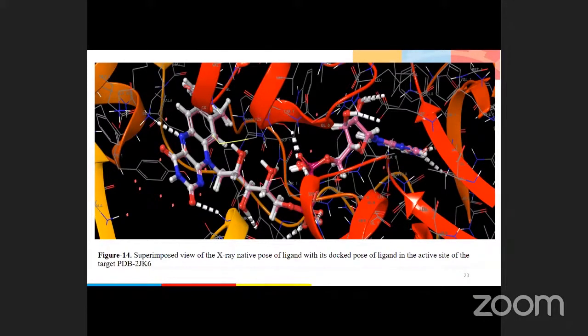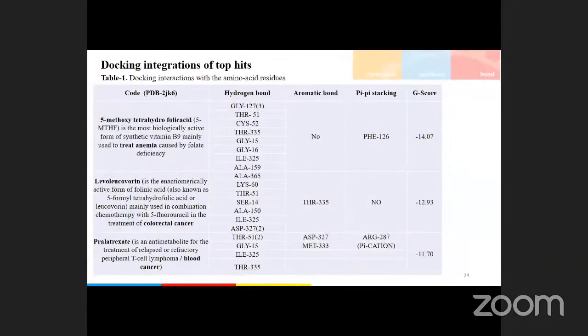So we got around 2 Angstrom here. So we can ensure that the docking protocol we have developed is fit for further usage with our shortlisted hit molecules. So this indicates the docking validation, and these are all the docking interactions of the top hits. Docking interaction is nothing but the docking interaction.